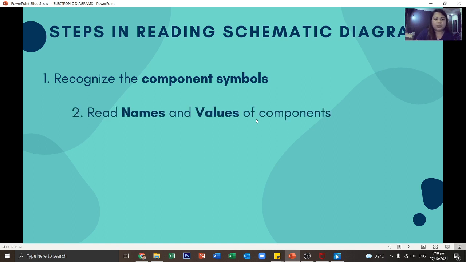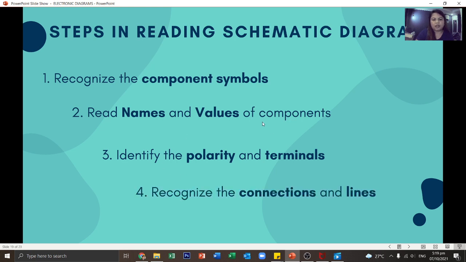Number 2, read names and values of components. As mentioned, there are prefixes and numbers together with the symbol in the schematic diagram. So you need to know how to read this. If you see the prefix, you should know what type of component that is. Okay. Identify the polarity in terminals. We already discussed that one. And recognize the connections and lines. So you should be able to know if this is connected or not.